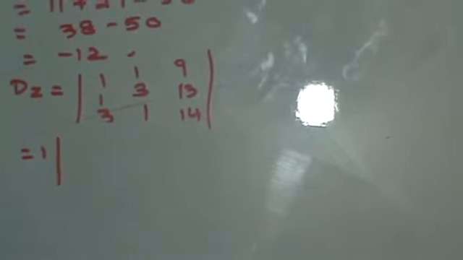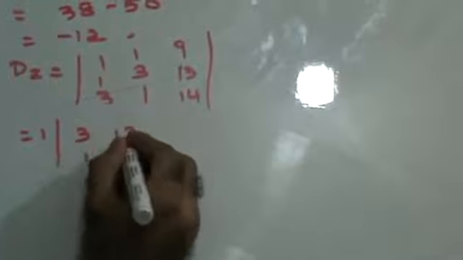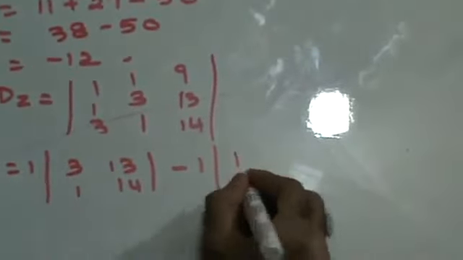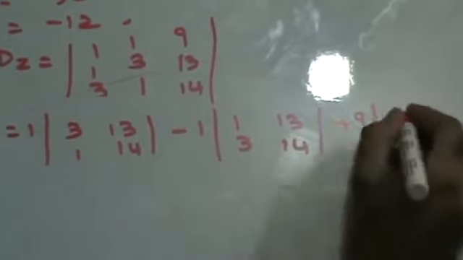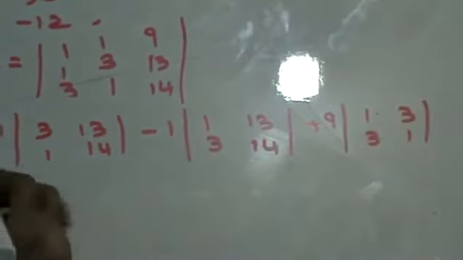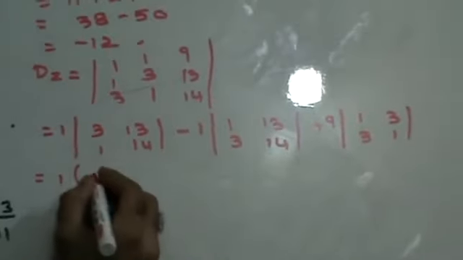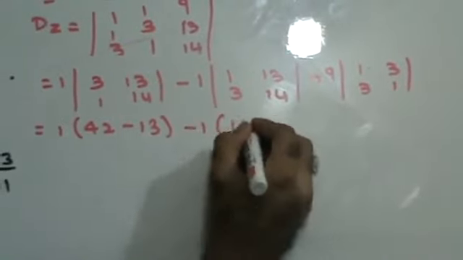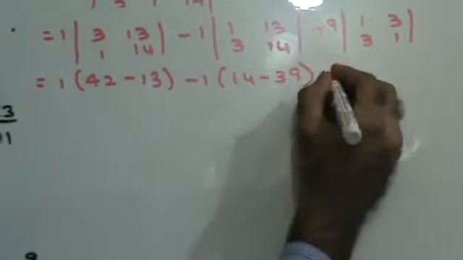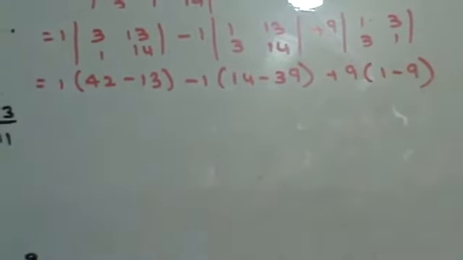If I take the first element of the first row, I cannot take the first row and the first column. So 3, 1, 13, 14, minus 1. Second element of the first row, I cannot take the first row and the second column. So 1, 3, 13, 14, plus 9, third element of the first row. I cannot take the first row and the third column. So 1, 3, 3, 1. So this is going to be 42 minus 13 minus 1, 14 minus 39 plus 9, 1 minus 9.